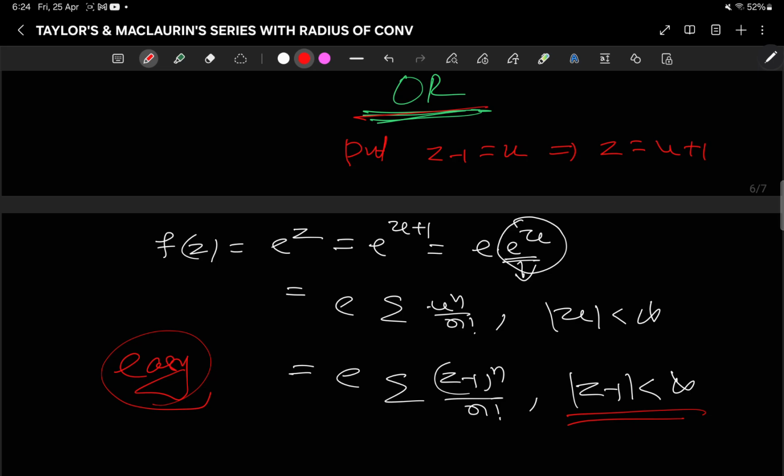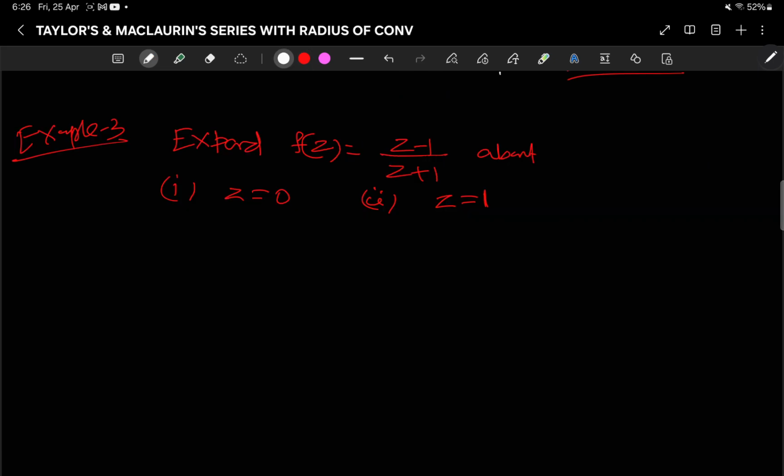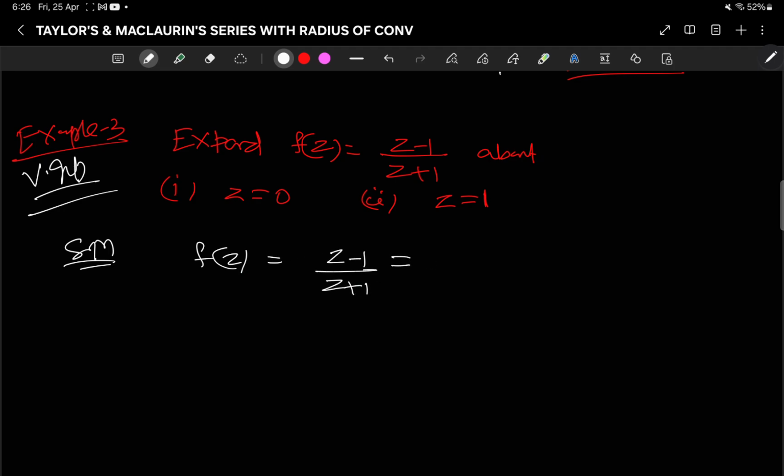Okay, now let me solve one more example. Now coming to one important question. Here f z is equal to this. So solution: f z is equal to z minus 1 by z plus 1. So you can write it as 1 minus 2 by z plus 1, since the denominator is z plus 1, in the numerator you write z plus 1 minus 2 by z plus 1. Okay, so this is 1 minus 2 by z plus 1.